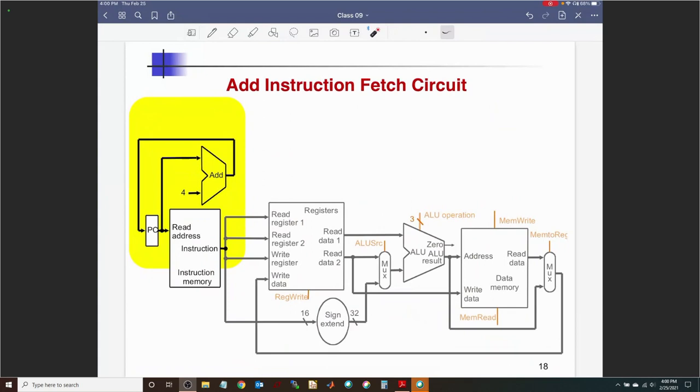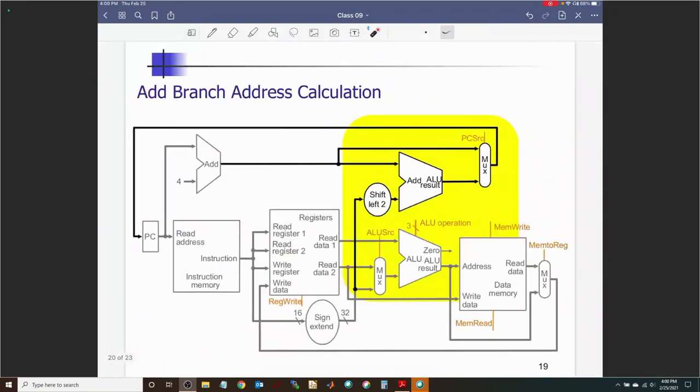But now I need to somehow stitch this with what I need to do for the branch when equal instruction, right? For the branch when equal instruction, I need to also consider this to get added on top of that. So I need some more things now. And that's where we are.